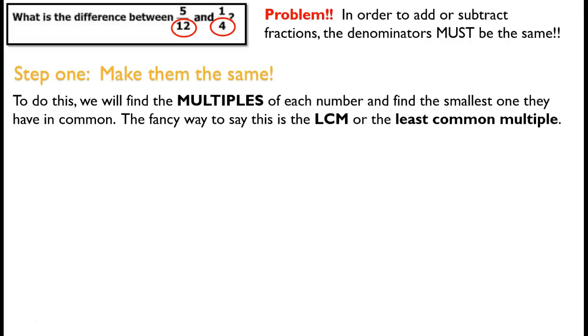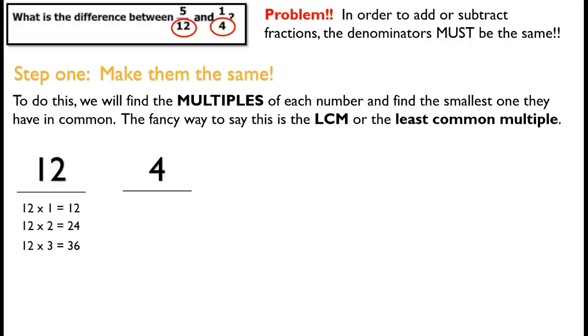Okay, so multiples, there's going to be many, right? It's that long list. So we're just going to start with a shorter list because we just need to find the least common or the first one that they have in common. So let's take a look. We'll do 12 times 1, 12 times 2, 12 times 3. And let's go ahead over here to the list of 4. 4 times 1, 4 times 2, 4 times 3. Ooh, look at that. Do you see the common multiple?